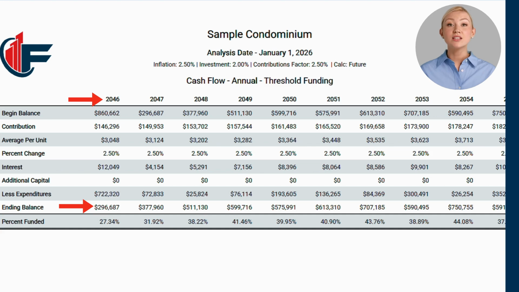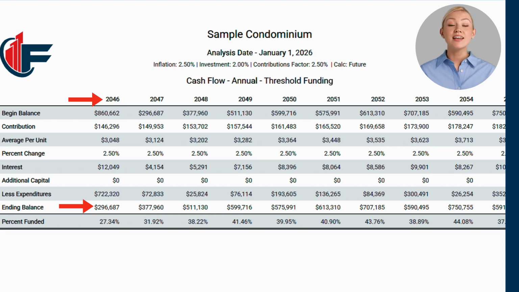$296,687, giving the association a comfortable contingency for unexpected expenses. This is the funding plan we recommend. It's also important to note that we offer 2 free revisions at no additional charge, so the threshold amount can be easily adjusted during the revision process.